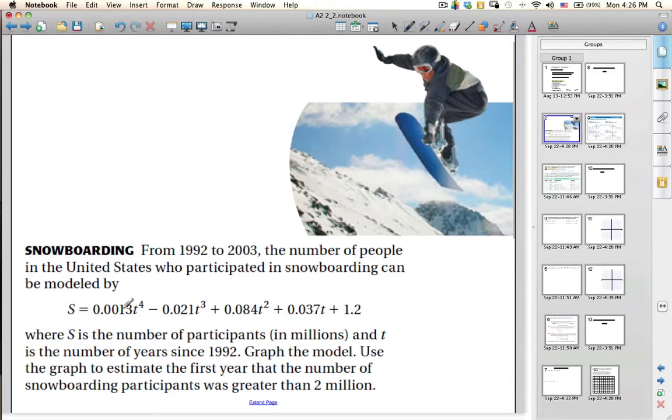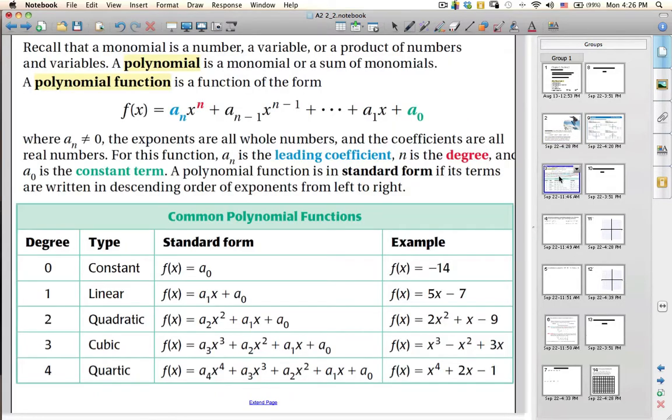So for 1993, I would plug in 1. For 1994, I would plug in 2. And then we can go ahead and graph this model. And then we want to look at the graph that we make to estimate the first year that the number of snowboarding participants was greater than 2 million. Well, before we do that, we're going to go ahead and get some other information around.